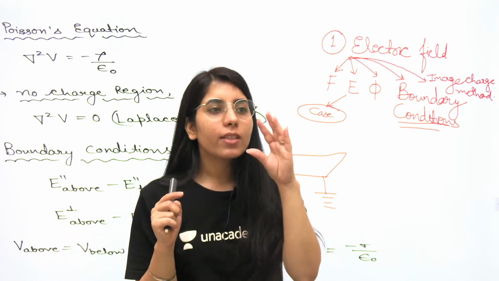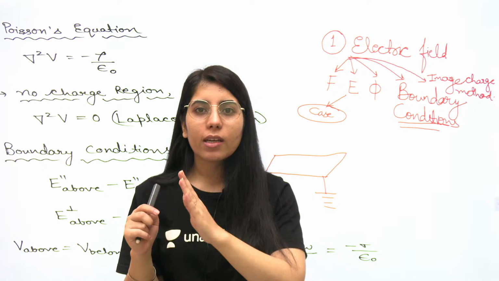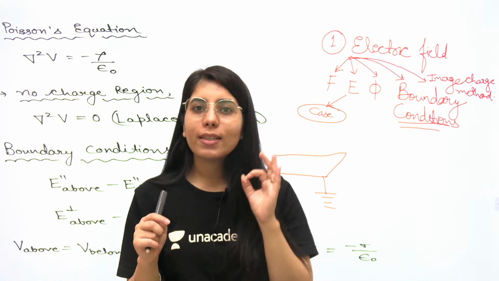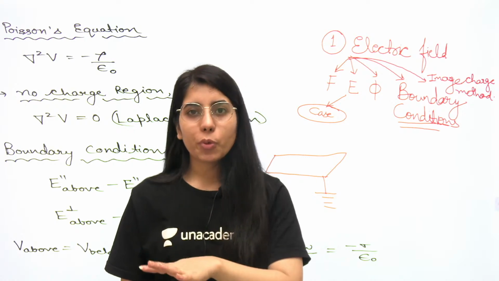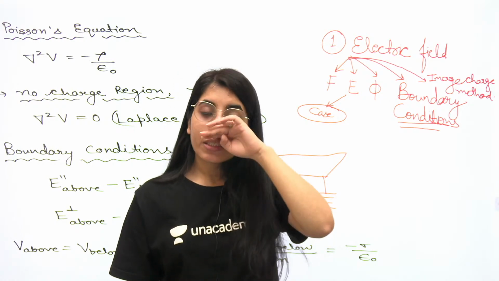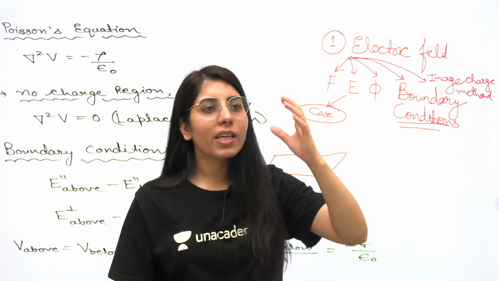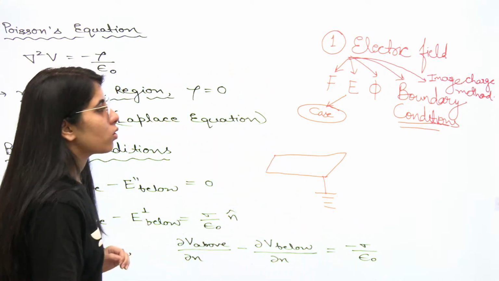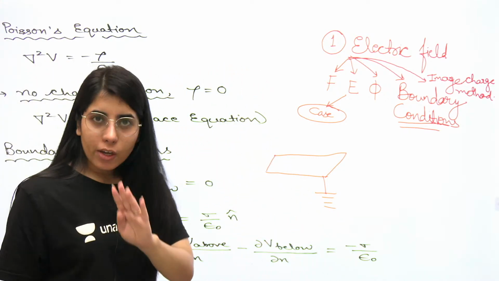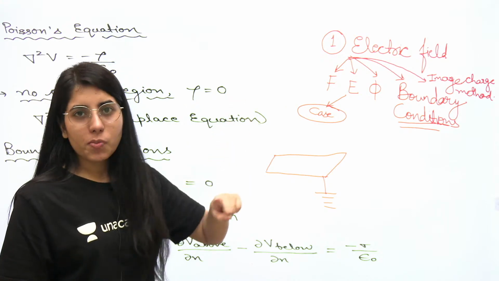So when they are just saying it is a grounded conducting sheet and they didn't mention the length of the sheet, that means what they want to say is it is an infinite grounded conducting sheet. Until and unless they give you the exact idea about the length, you will consider it infinite. Now in this case, I am explaining the image charge method.